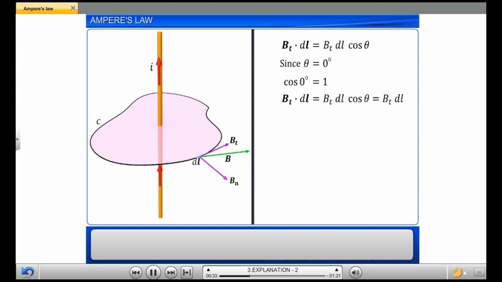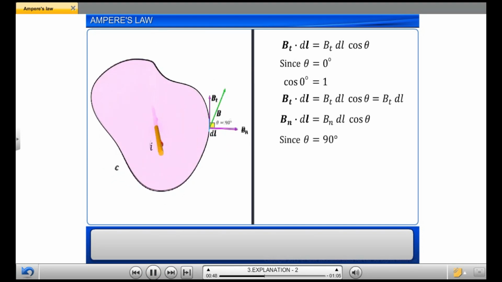The scalar product of the normal component of the magnetic field and the length of the small element of the closed loop is Bn dot dl is equal to Bn dl cos theta. Since the angle theta between the normal component of the magnetic field and the length of the small element of the closed loop is 90 degrees and cos 90 is equal to 0, Bn dot dl is equal to 0. Hence, the normal component of the magnetic field can be ignored.